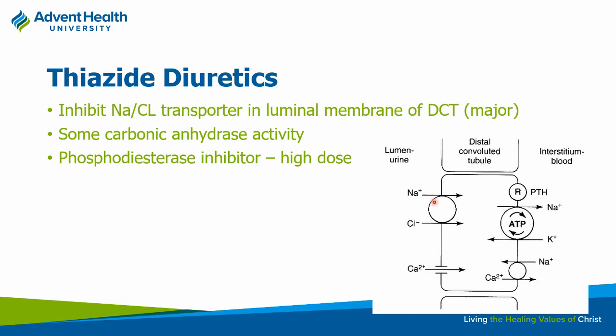The loop diuretics are the most potent at getting rid of volume. This is not going to be the case here. They're a little bit more mild in terms of their activity, which makes sense because we saw that most of the sodium reabsorption happened in that loop of Henle. So by nature, these are going to be a little less effective in that case.